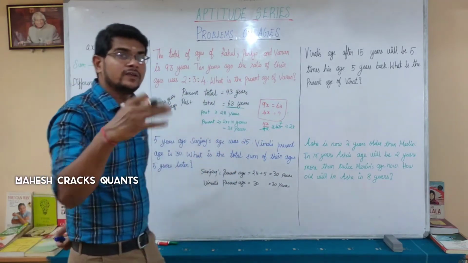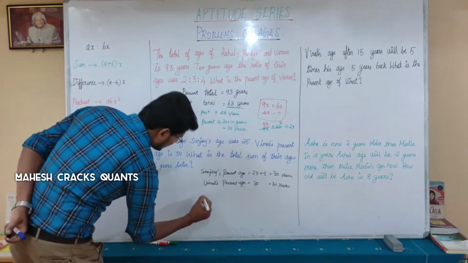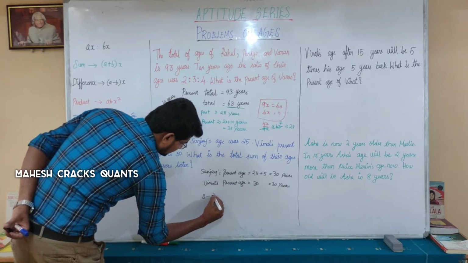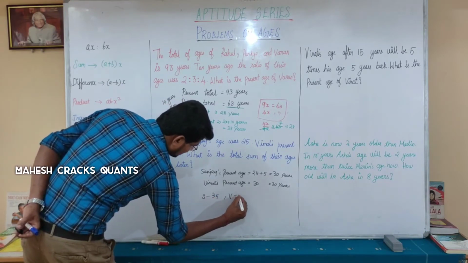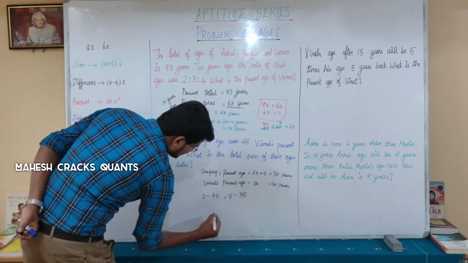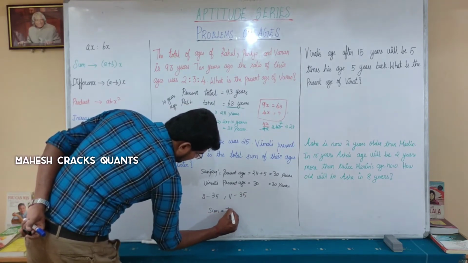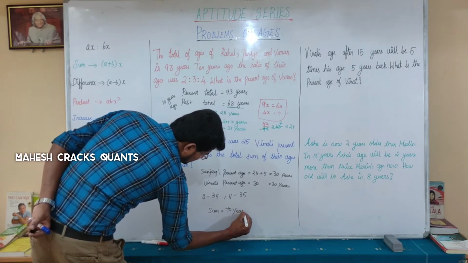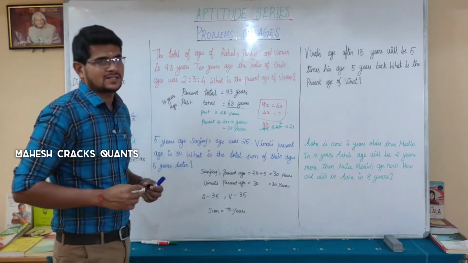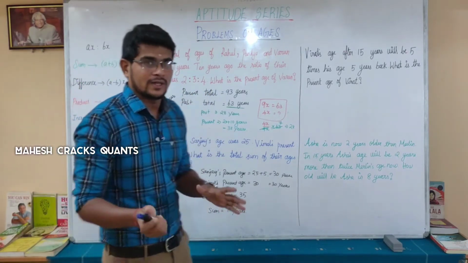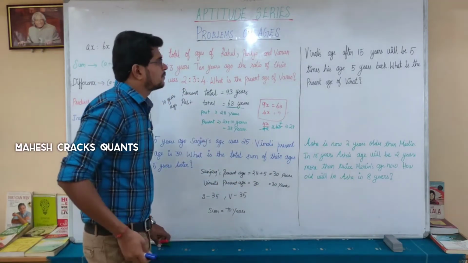After 5 years, both of their ages will be: Sanjay is 35 as well as Vimal is also 35. What is their sum? The sum is 35 plus 35, 70 years. The sum of their ages after 5 years will be 70 years. Okay, let's move on to the next question.